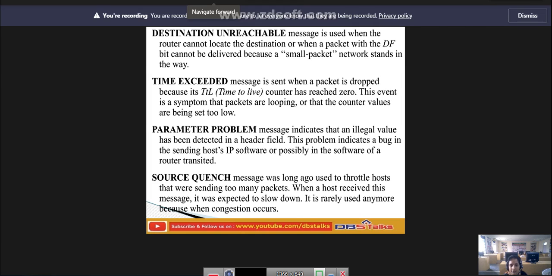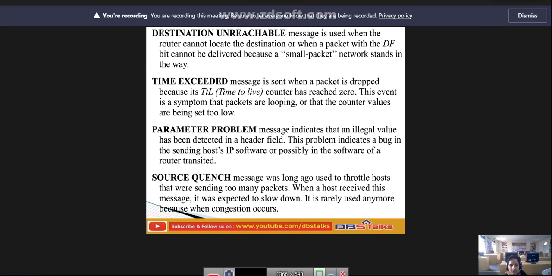Next, destination unreachable. What is meant by destination unreachable? The message is used when the router cannot locate the destination, or when a packet with the DF bit set cannot be delivered because a small-packet network stands in the way. That is called destination unreachable. The time exceeded message is sent when a packet is dropped because its time to live counter has reached 0. This event is a symptom that packets are looping, or that counter values are being set too low.